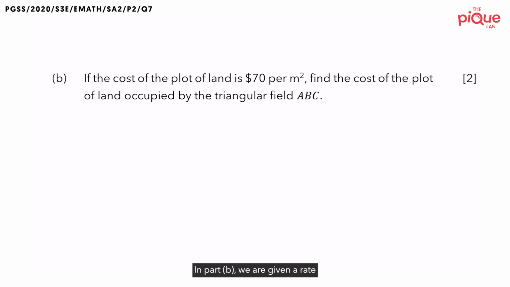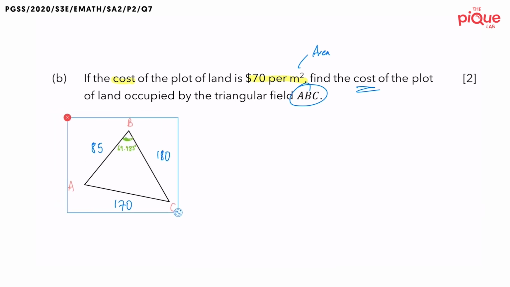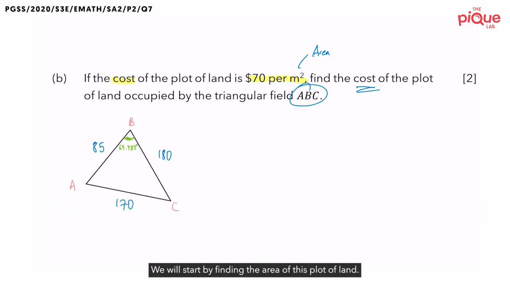In part B, we are given a rate relating the cost of the plot of land to its area in square meters. We are interested to calculate the cost of the land occupied by the triangular field ABC. We will start by finding the area of this plot of land. How do we go about it? We know that the area of a triangle can be calculated using the formula half times base times height. But will you use this formula in this question?